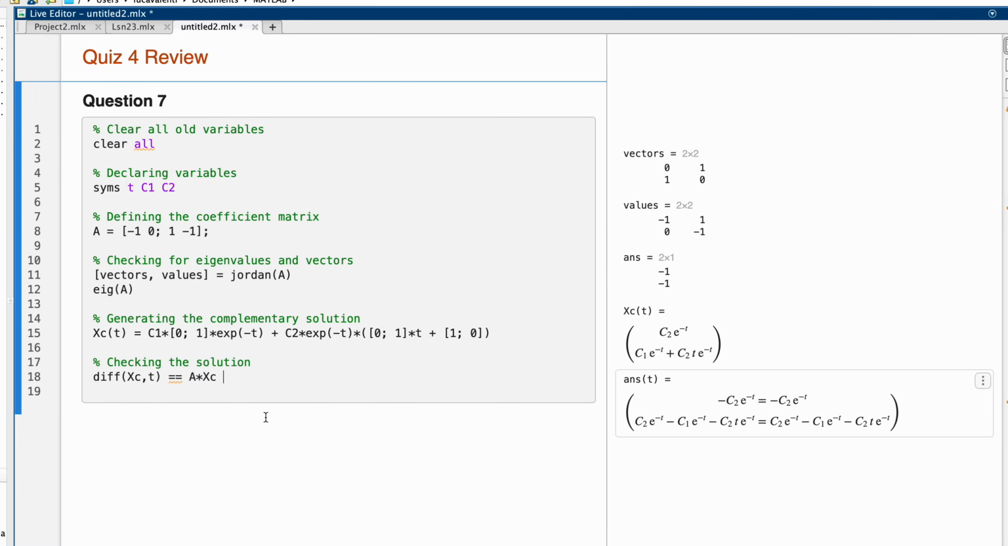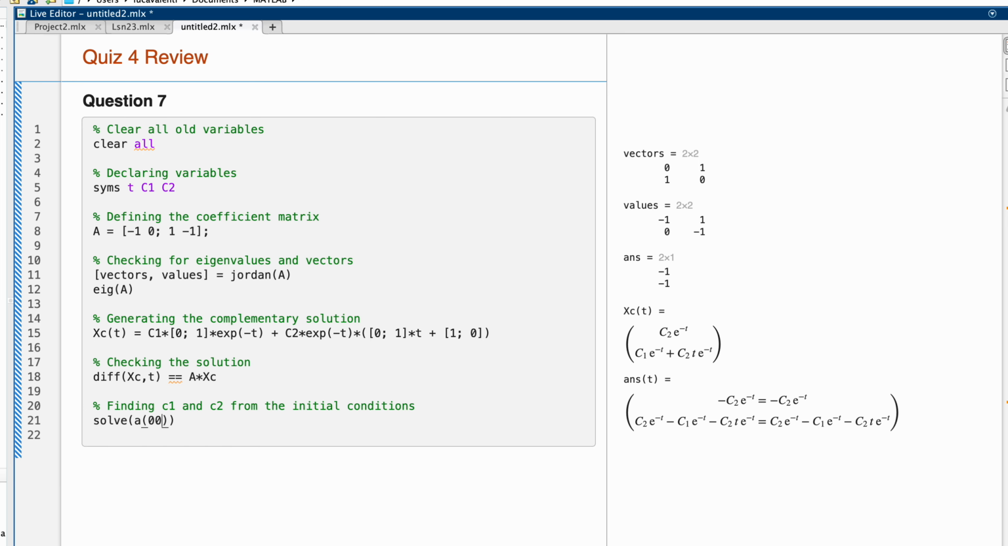We have our previous code here. What we're going to do next is find, let's be confident, finding the C1 and C2 from the initial conditions. So let's say that we want to use the solve function.